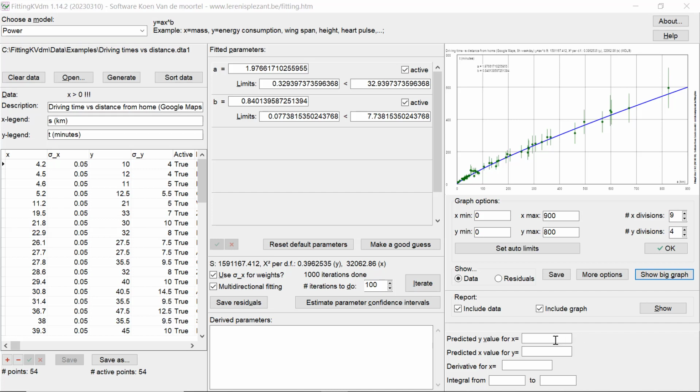So now we can ask how much time will we need, for example, to drive 200 kilometers. Okay, that will be 169.4, etc. minutes. Or we can ask, how far could I get in 2 hours? 2 hours, that's 120 minutes. Okay, we can expect to get 132.6 kilometers on average if we start on a Monday morning.